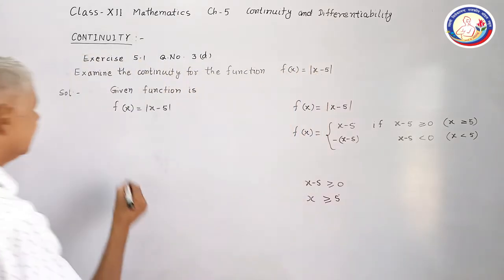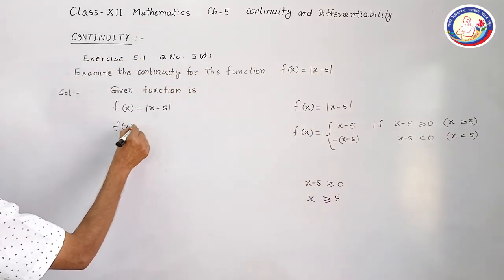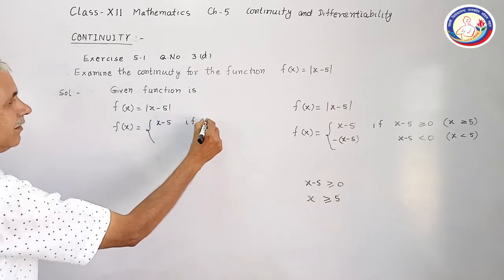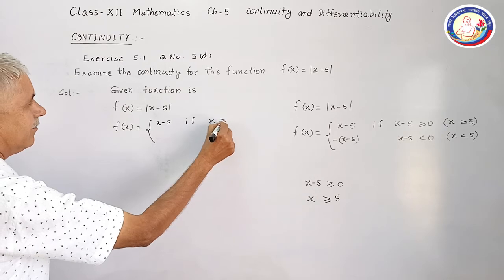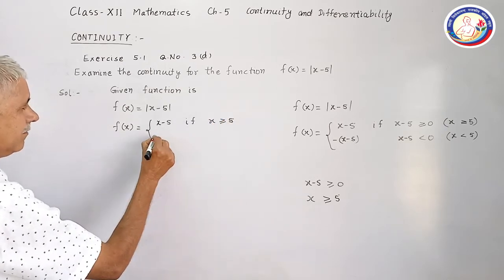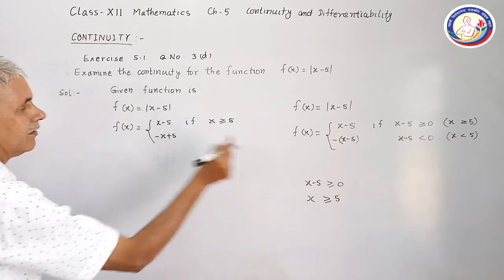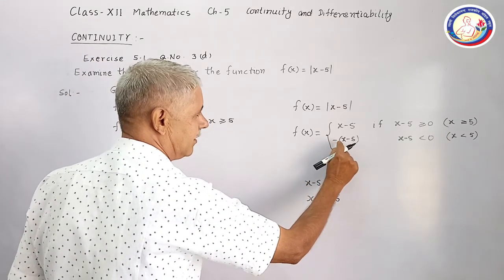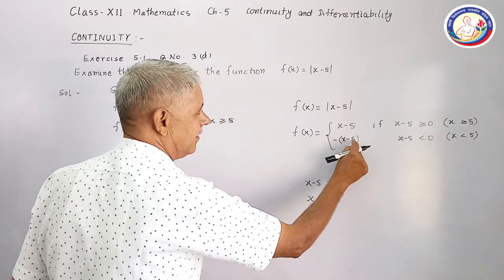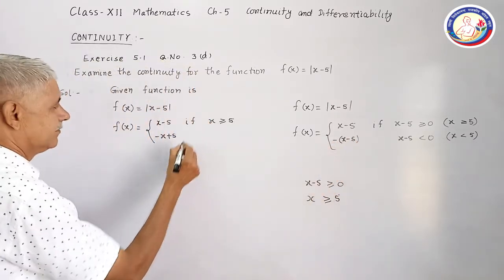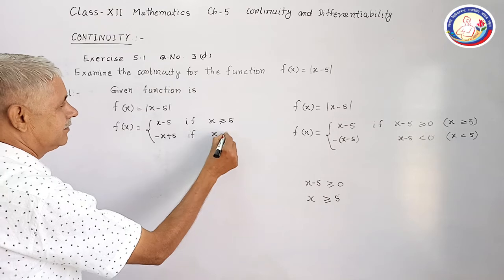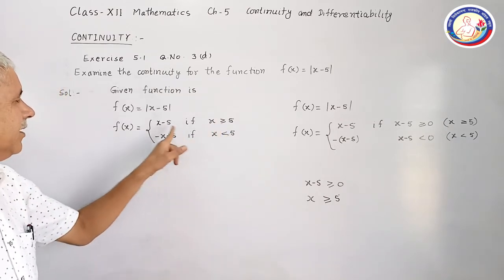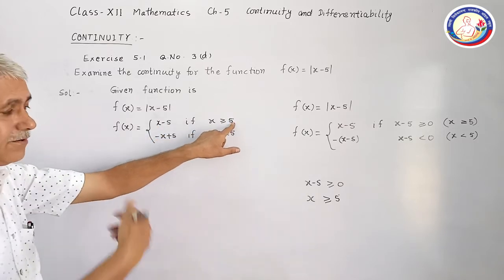Now we must write it here: f(x) equals x minus 5 if x is greater than or equal to 5, and minus x plus 5 if x is less than 5. If we expand this, we multiply x by minus 1 and 5 by minus 1, and we get this. So the value of this function will be x minus 5 from 5 and onwards.